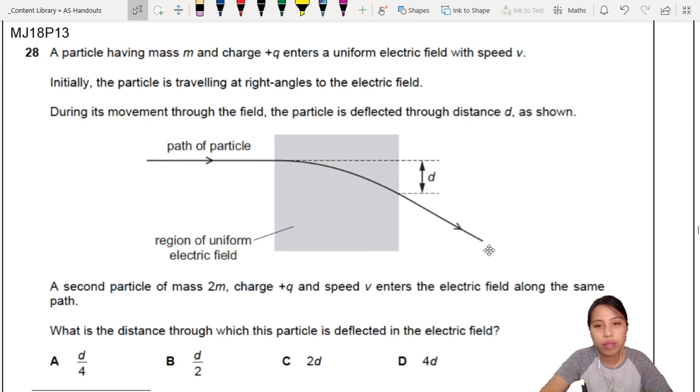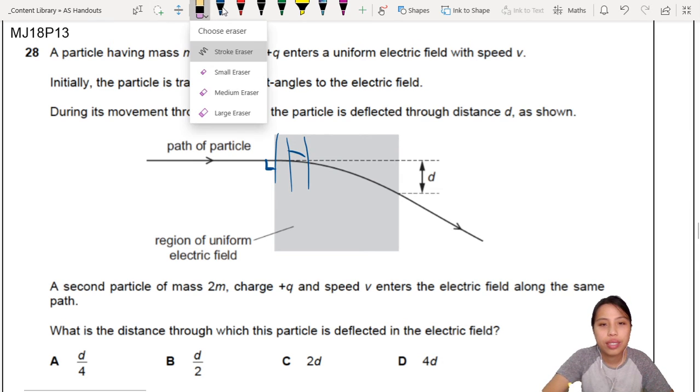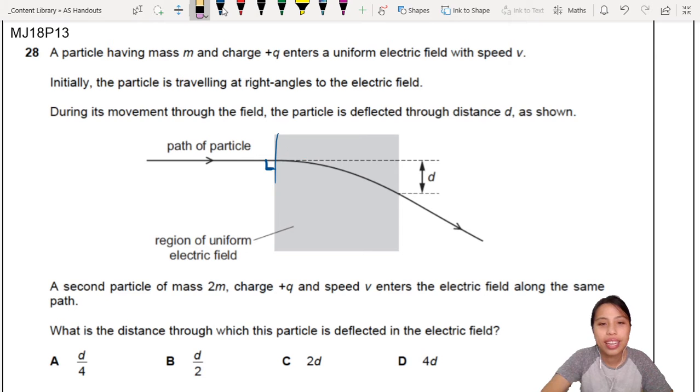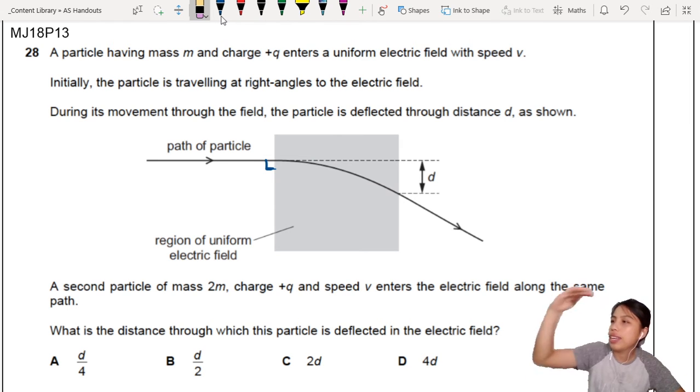It's bending. Deflection, the proper word. Initially, it's traveling at right angles to the electric field. So that's what it means. Your electric field line is going to be like that, and it's traveling at right angles. Then, when it moves through the field, this gray part, the particle is deflected. Deflected means it bends like that.